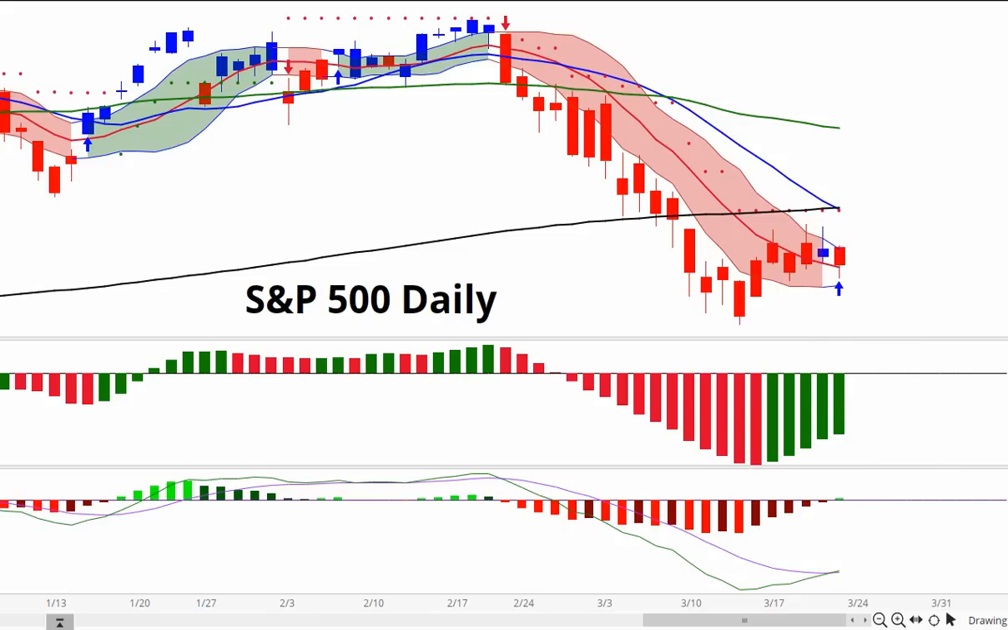Did get the start of what could be a bullish reversal of conditions. Now we got to flip the bars to blue. It's got to stay that way. So we'll see what happens as we go into next week. MACD getting the bullish MACD cross. We'll see what happens.